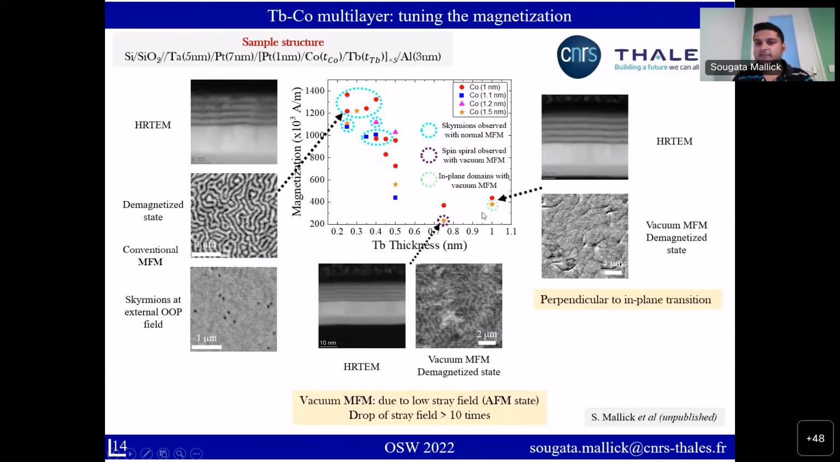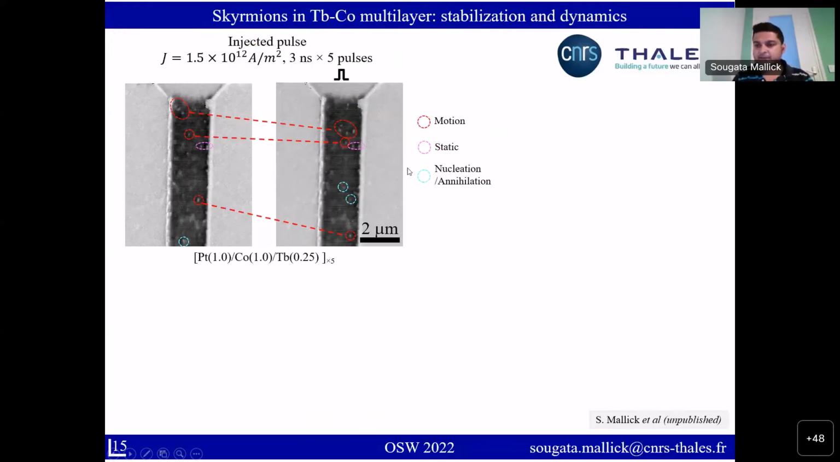If we go further higher in the terbium thickness, the system does not remain out of plane anymore. It goes to an in-plane state, and that is why you can see here the in-plane domain walls in the MFM images. And because the initial part, in these cyan circled areas, is easier to measure with the conventional MFM, we prepared nanotracks of these samples and applied some current in them. In the initial measurement, we obtained a mix of skyrmion motion. Some skyrmions are static, and we also see some nucleation and annihilation.